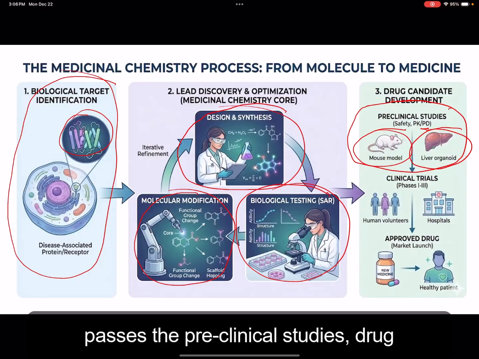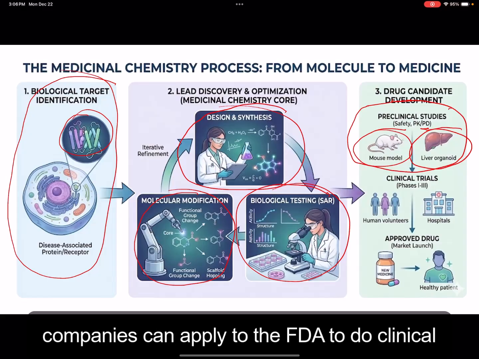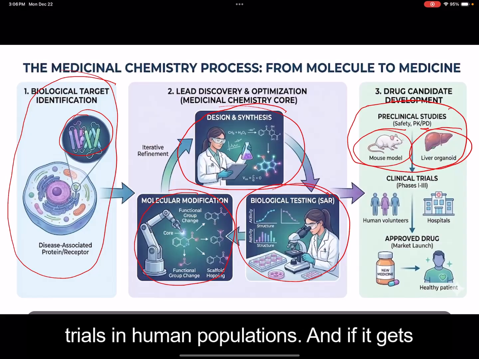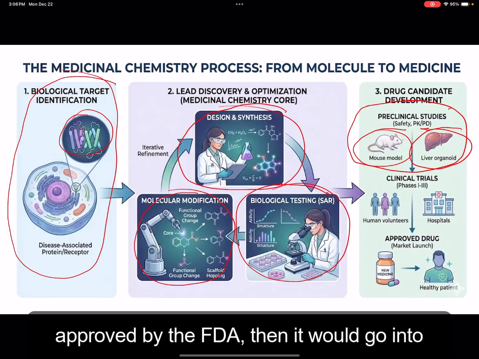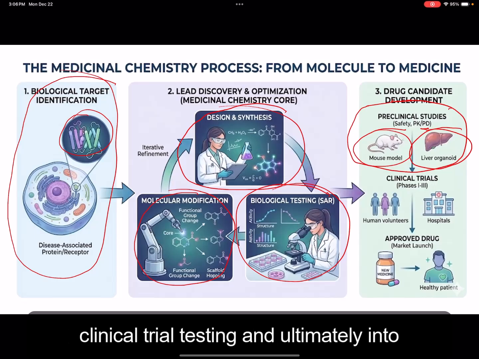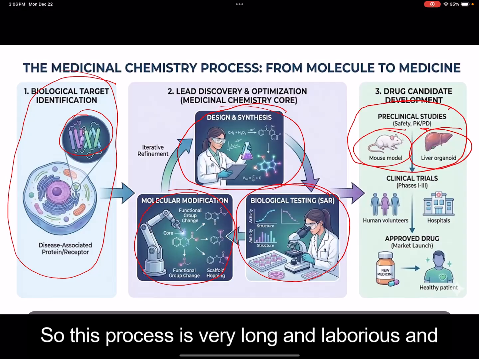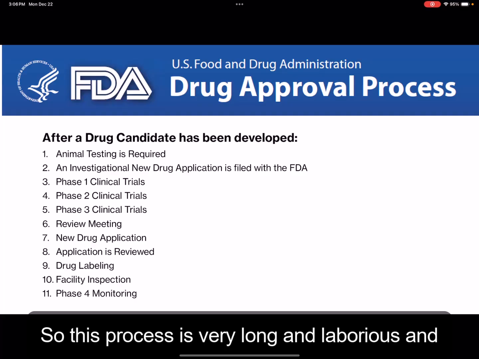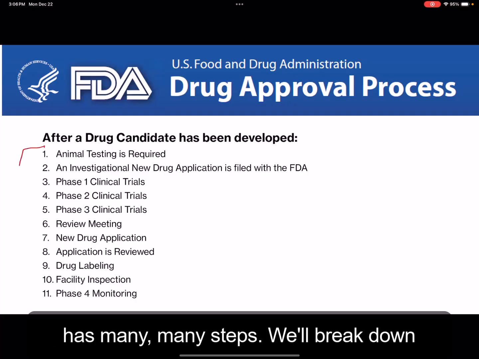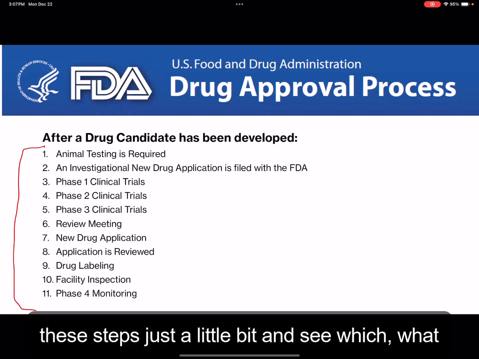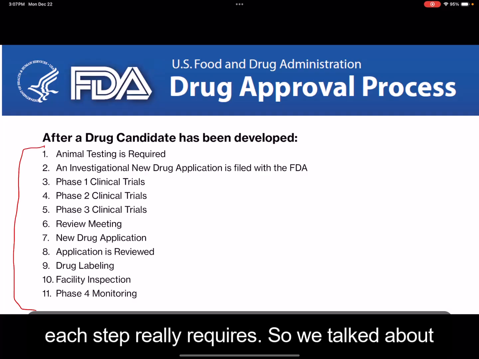If it passes the preclinical studies, then the drug companies can apply to the FDA to do clinical trials in human populations. And if it gets approved by the FDA, then it would go into clinical trial testing and ultimately into becoming an approved drug. So this process is very long and laborious and has many, many steps. We'll break down these steps just a little bit and see what each step really requires.